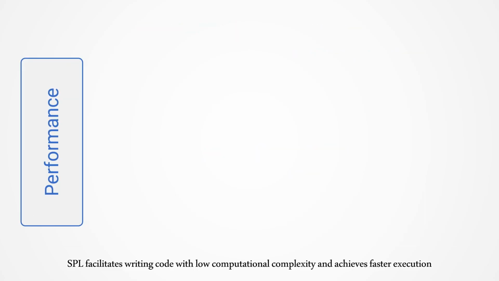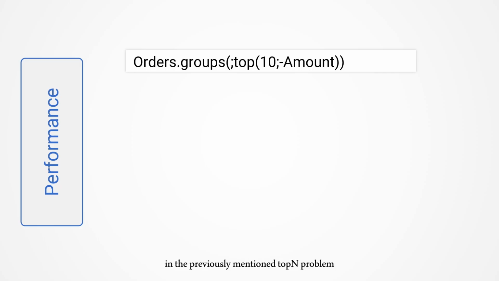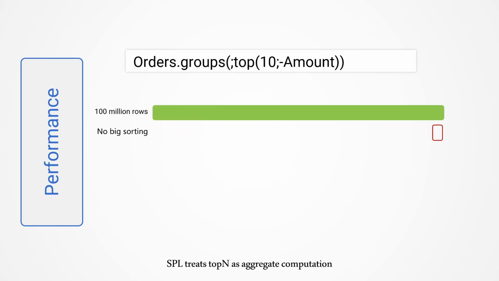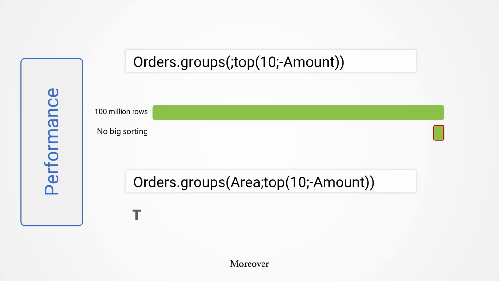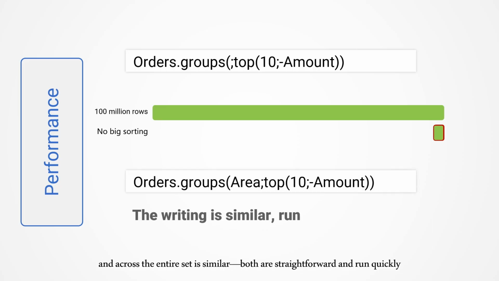SPL facilitates writing code with low computational complexity and achieves faster execution. For instance, in the previously mentioned top-N problem, SPL treats top-N as aggregate computation, avoiding big sorting in the calculation logic and achieving significant speed improvements. This capability is inherently supported and doesn't rely on optimizer assistance. Moreover, the code for top-N within each group and across the entire set is similar. Both are straightforward and run quickly.